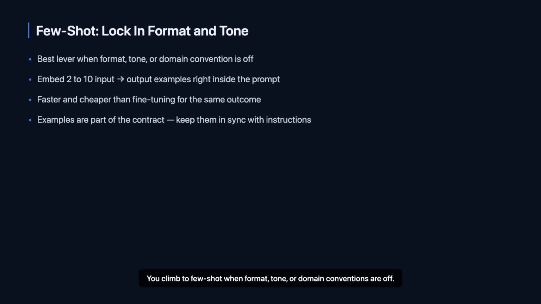You climb to few shot when format, tone, or domain conventions are off. Drop 2 to 10 input-output examples right into the prompt, and the model patterns its response after them. This is the fastest way to turn a generic chat model into, say, a reliable sentiment classifier that returns exactly positive, negative, or neutral, no preamble, no explanation. It's faster and cheaper than fine-tuning for the same outcome. One critical point: those examples are part of the contract. Whenever you edit the instructions, audit the examples too.